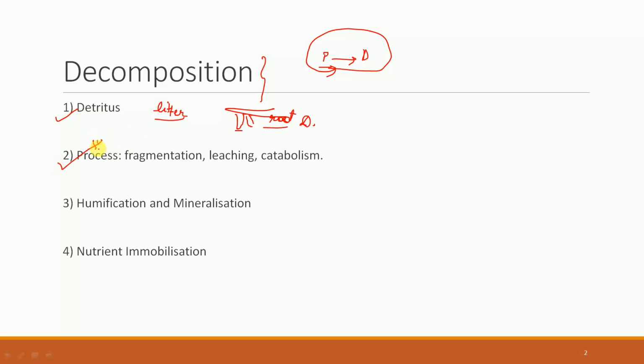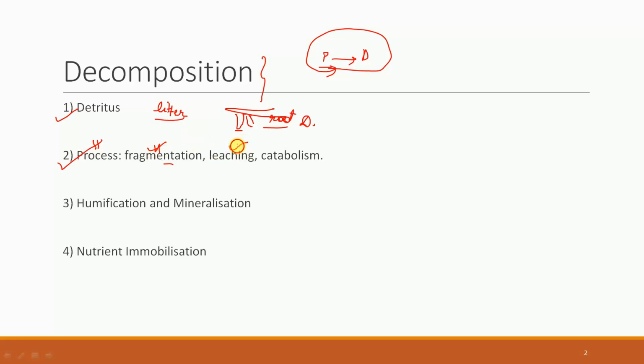Next, you should know about the process of decomposition. This is largely divided into three phases. The first phase is that of fragmentation, that is the breakdown of this detritus or litter into smaller pieces, and this is what is done by the detritus feeders, or organisms who are feeding on detritus, which are known as the detritivores. They are pulverizing these larger particles. So this is the process of fragmentation.